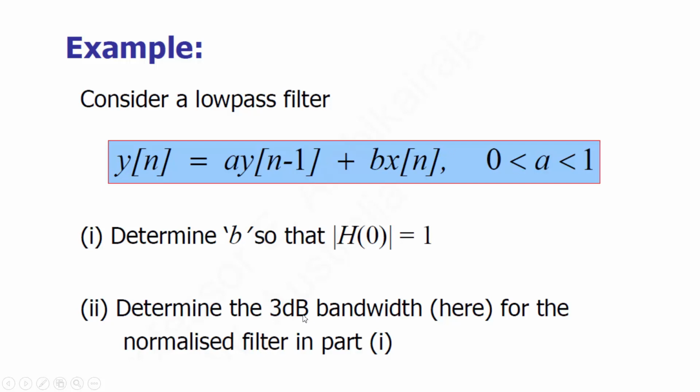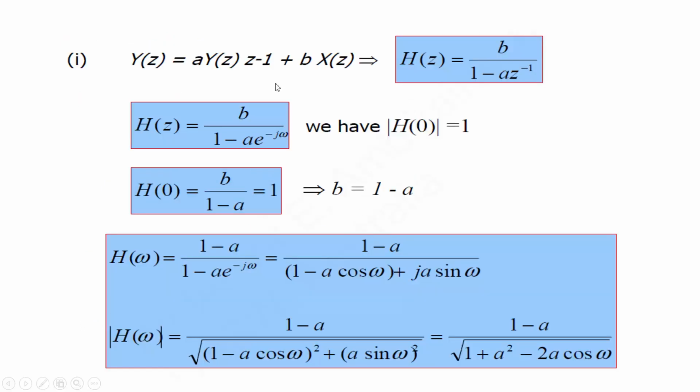So for the first time I'm introducing here the 3 dB bandwidth of a filter. We will see how to calculate the 3 dB bandwidth for the normalized filter, where the DC gain is 1. We have normalized it to 1. Now let's try to solve this equation. This difference equation is given, so once we take the z transform, we can get the transfer function equal to b over 1 minus a z to the power minus 1.